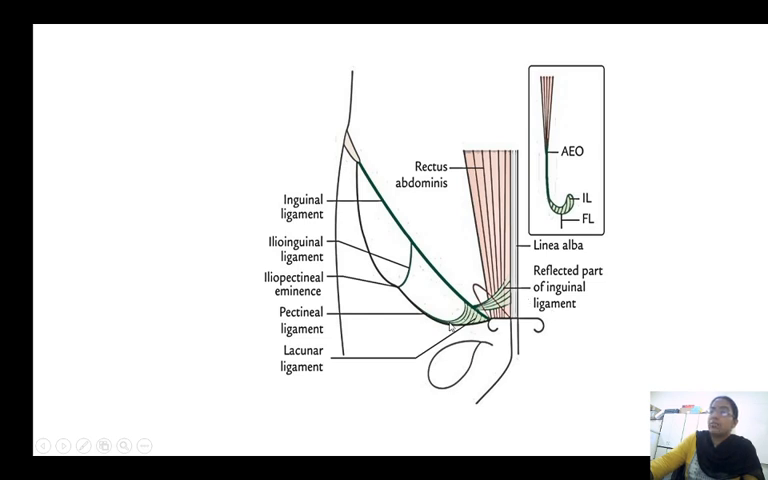When you see the lacunar ligament, as we have discussed, it is triangular, with the apex here and the base concave, forming the femoral ring. This is the base part, where the upper surface is the groove. This is the pectineal ligament, which extends along the iliopubic eminence to the pecten pubis, forming a ligament which is called Cooper's ligament.